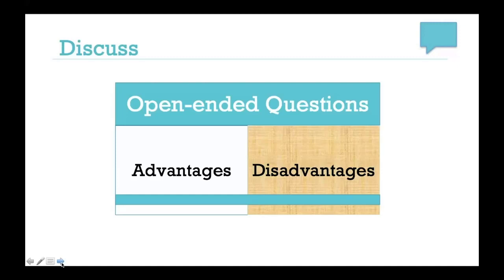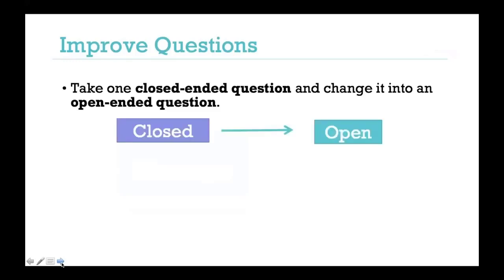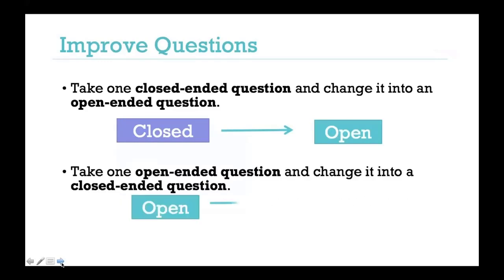So because both types of questions have advantages and disadvantages, I'd like to give us an opportunity in this next step to think about changing one or two of your questions strategically. So I'm going to ask you to take a closed-ended question and change it to make it an open-ended question, and then take one open-ended question and change it into a closed-ended question. And you'll add those questions as new questions at the bottom of your list. So if you had 10 questions, you'll now have 12.